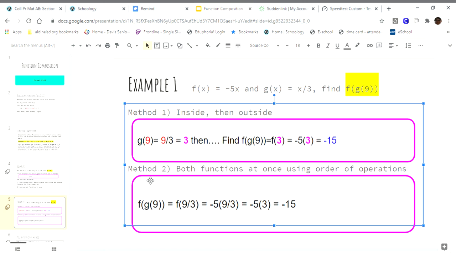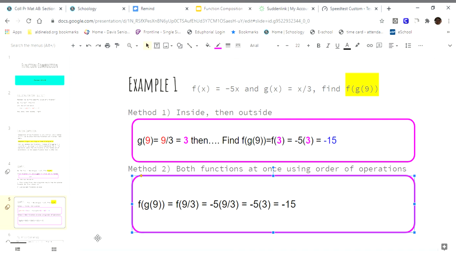The other way you can get it is method 2. For method 2, it just meant that we were going to use both functions at once. So I'm going to do f of g of 9. So I'm doing g of 9 with plugging in this 9 right here for my x in the function g. Okay. Then I do what function f says to do. Well, function f says multiply by negative 5.